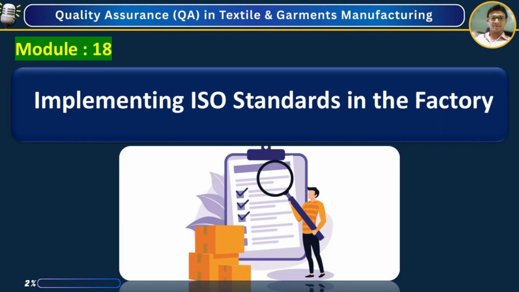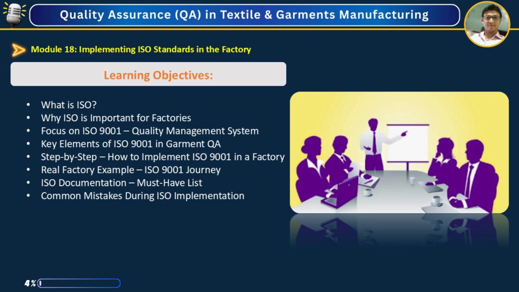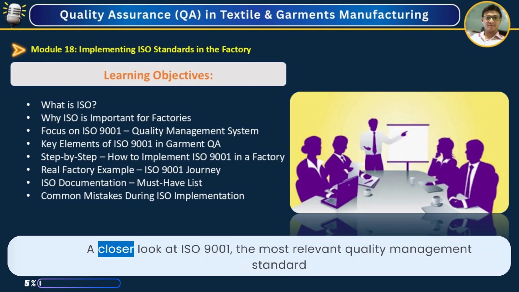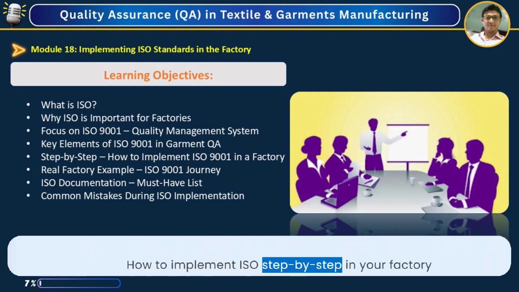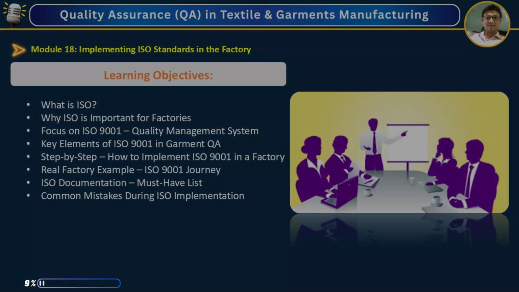Today, we are diving into Module 18, Implementing ISO Standards in the Factory. In this session, you'll learn what ISO is and why it matters, a closer look at ISO 9001, the most relevant quality management standard, how to implement ISO step by step in your factory, real-life success stories and common mistakes to avoid. Let's get started.